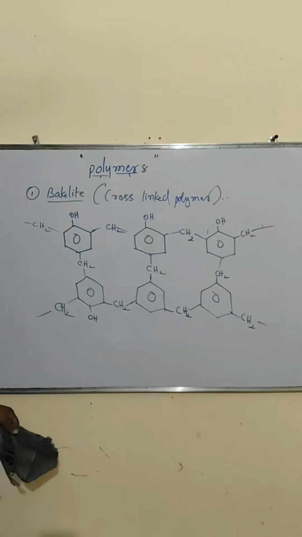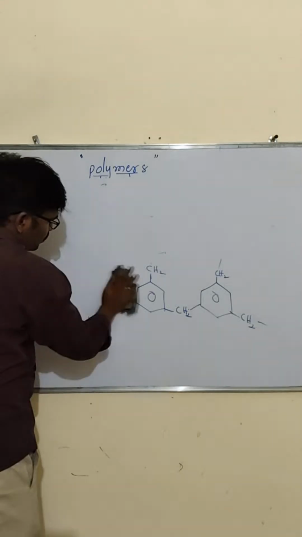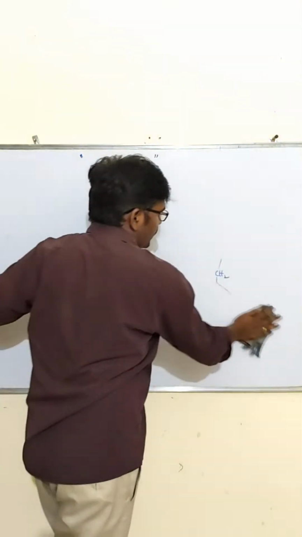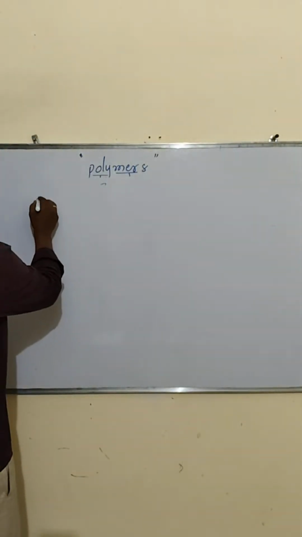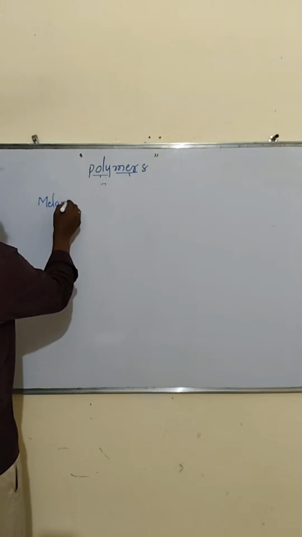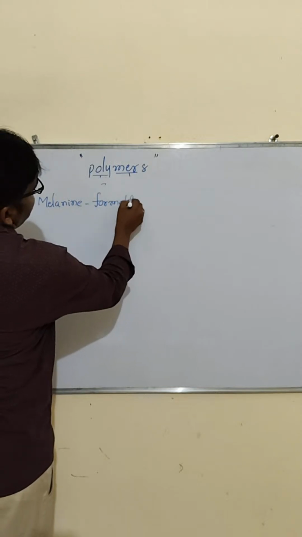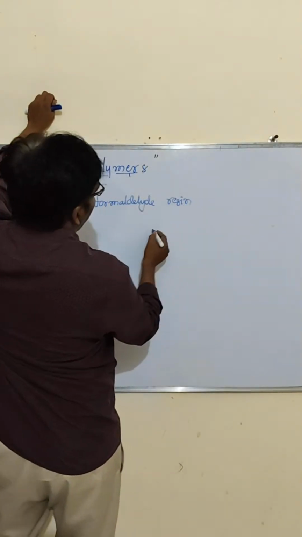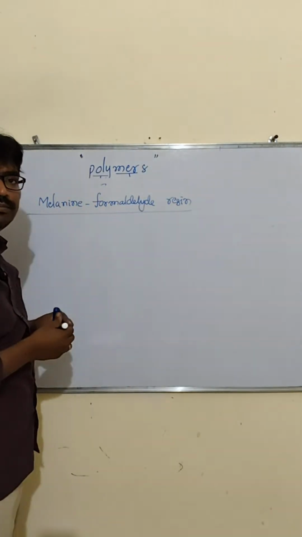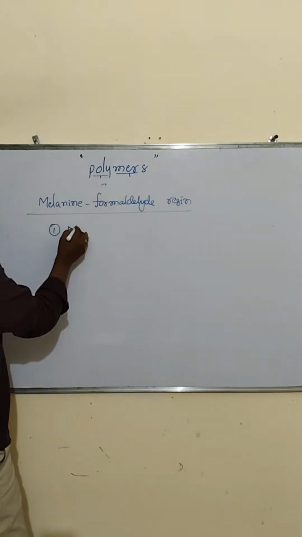Then the last one, melamine formaldehyde is there in it. Melamine formaldehyde is also there. We mainly need to remember their monomers: one is melamine, one more is formaldehyde. If you take melamine formaldehyde resin, so if you see the melamine structure, one of the monomers is what?